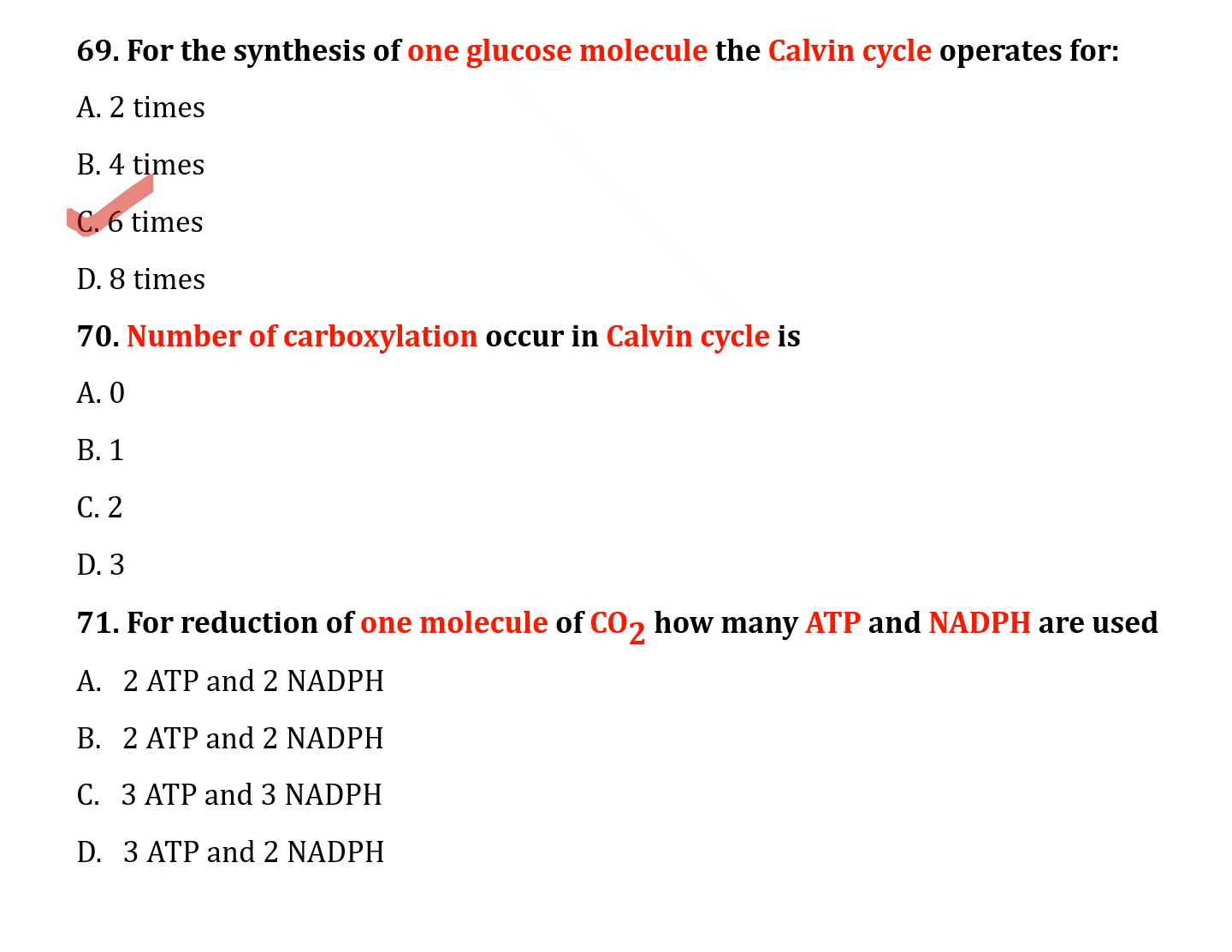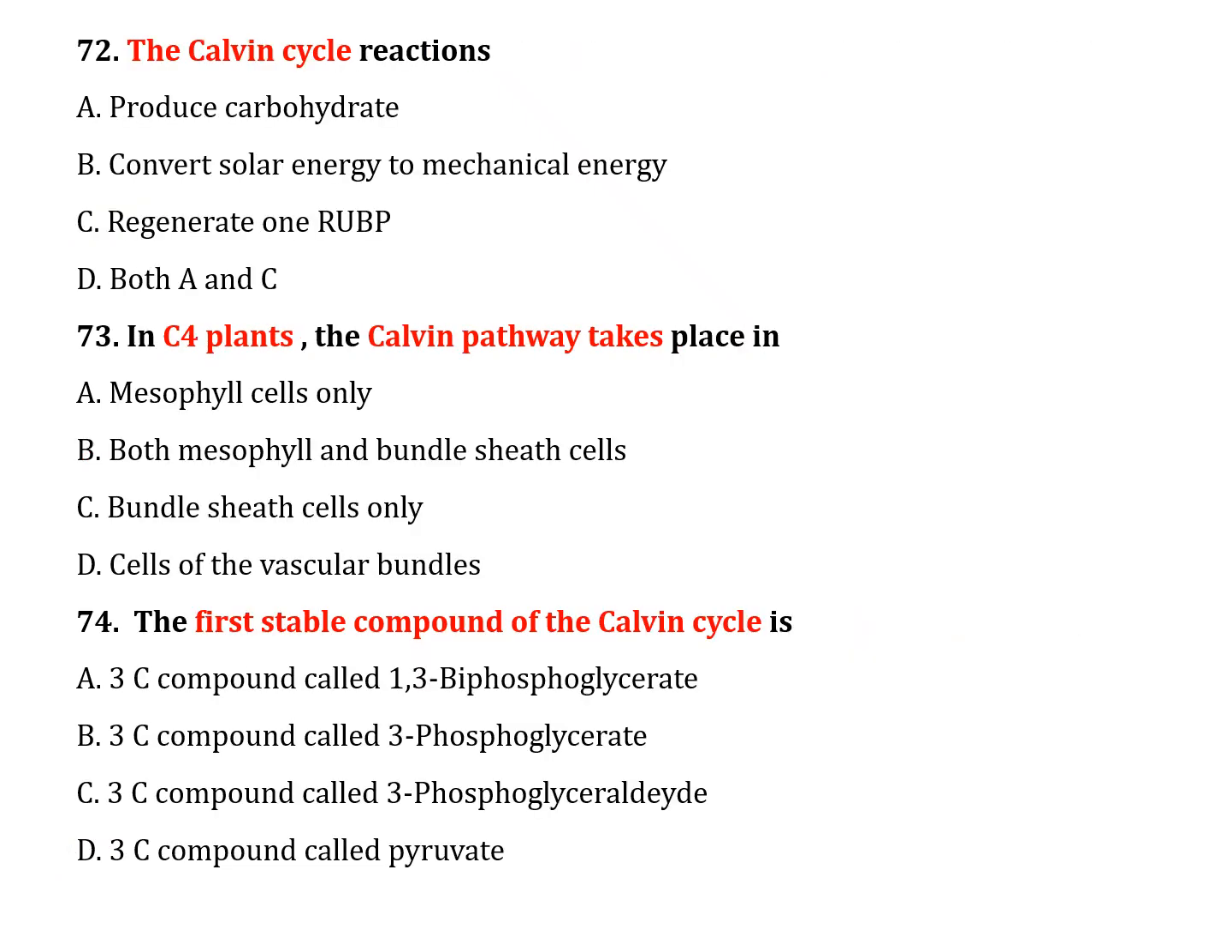Number of carboxylation occurring in Calvin cycle is option A 0, option B 1, option C 2, option D 3. The correct answer is option B 1. The next question number 71. For reduction of one molecule of carbon dioxide, how many ATP and NADPH are used? Option A 2 ATP and 2 NADPH, option B 2 ATP and 2 NADPH, option C 3 ATP and 3 NADPH, option D 3 ATP and 2 NADPH. The correct answer is option D 3 ATP and 2 NADPH. The next question number 72.